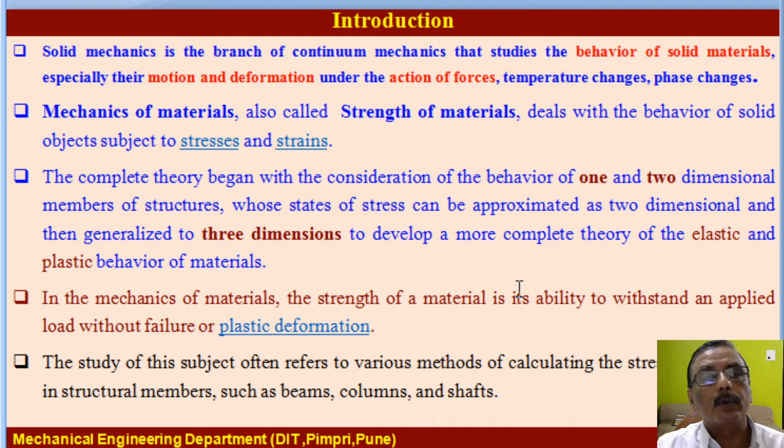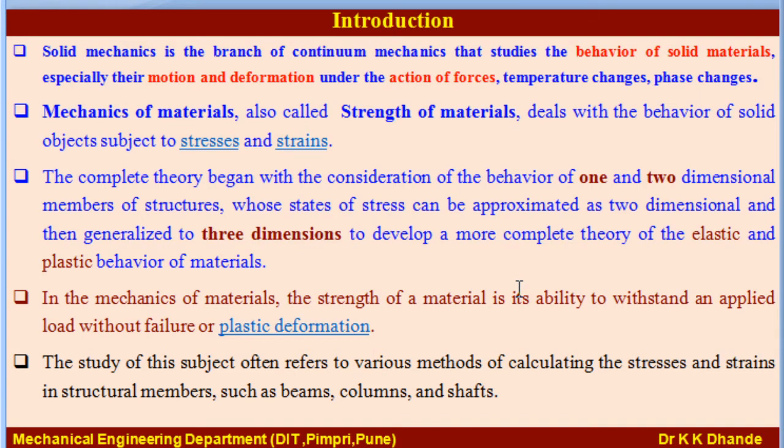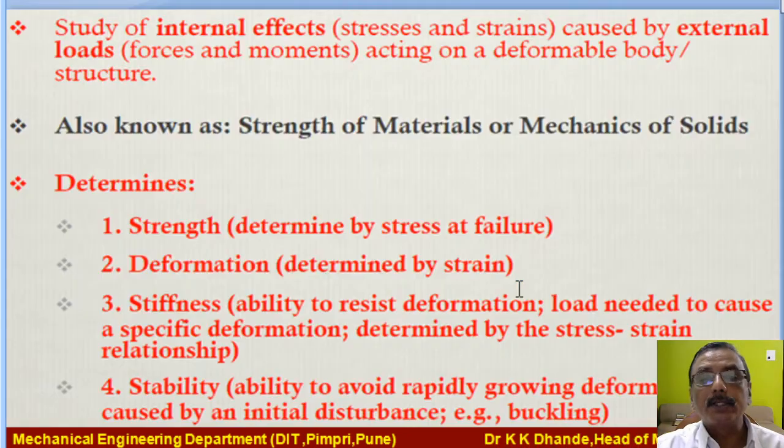This subject deals with the behavior of solid objects subjected to stresses and strains. The complete theory began with the consideration of the behavior of one and two dimensional members of structures whose state of stress can be approximated as two dimensional, and then generalized to three dimensional to develop a more complete theory of elastic and plastic behavior of materials. In the mechanics of materials, the strength of a material is its ability to withstand an applied load without failure or plastic deformation. The study of this subject often refers to various methods for calculating the stresses and strains in structural members such as beam, column and shaft.